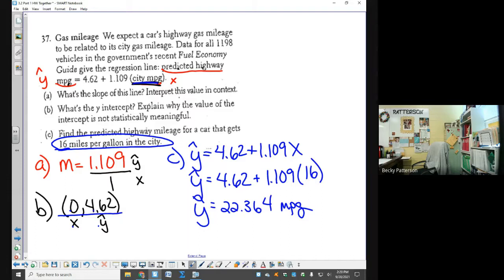State the question, guys. The predicted highway miles per gallon is... Can't stop there. Finish the sentence. If a car gets 16 miles per gallon in the city, it is predicted to get 22.364 miles per gallon on the highway. But if this happened, then this happened, or it's predicted to happen. Okay, how do we feel? Slope, y-intercept, prediction.